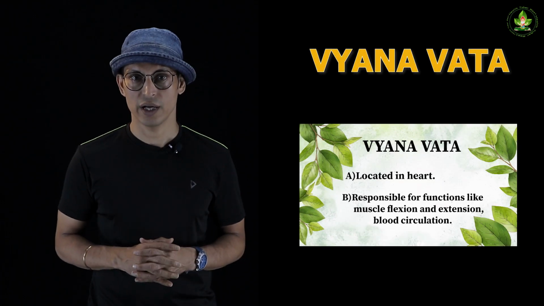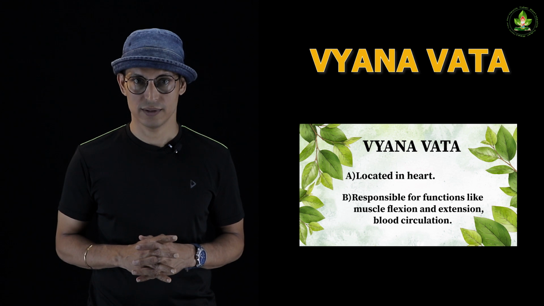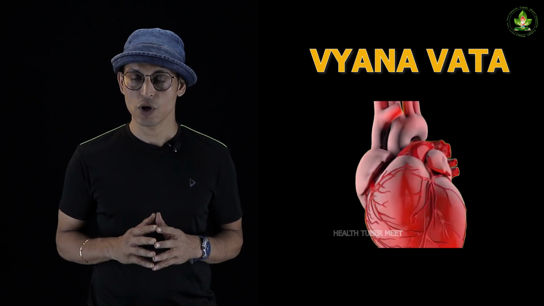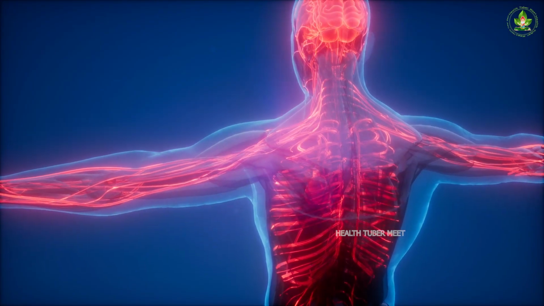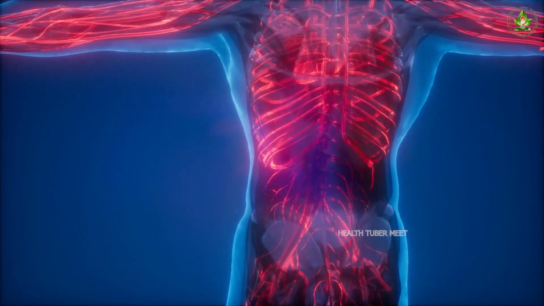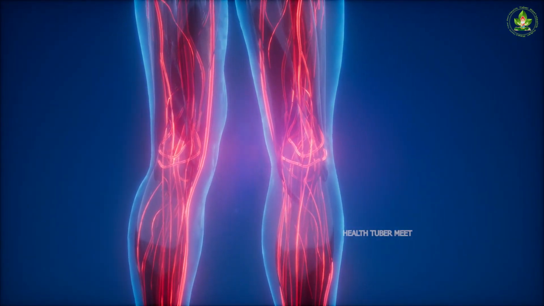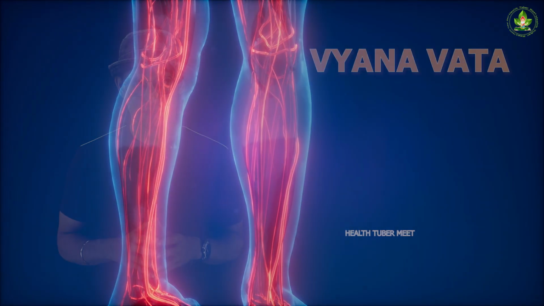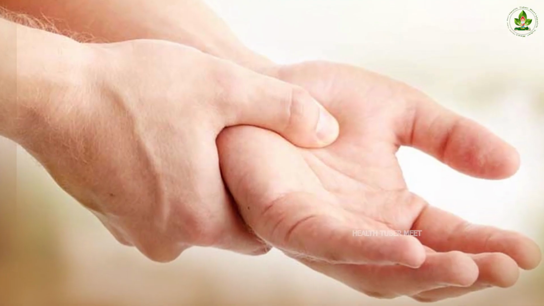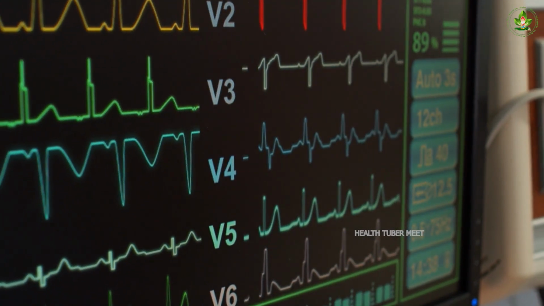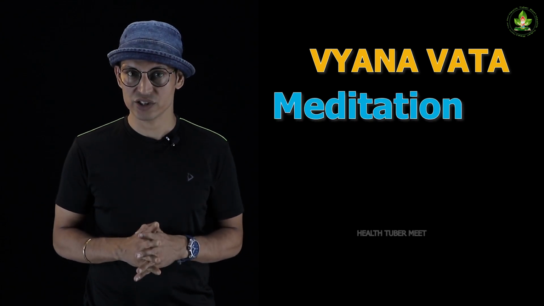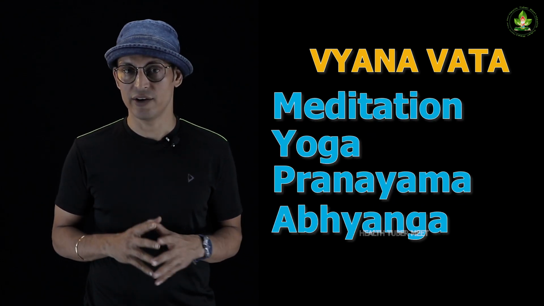The next type of Vata dosha is the Vyana Vayu or the Vyana Vata. It is located in the heart, but it moves all over the body. It moves from the center of the body to the periphery and back. It is responsible for functions such as muscle flexion and extension, opening and closing of eyelids and blood circulation. These are the functions controlled by Vyana Vata. When out of balance, Vyana Vata can lead to blood pressure issues, tremors, muscle cramping and disrupted heart rate. To balance the Vyana Vata, meditation, yoga, pranayama, abhyanga and warm oil massage are very beneficial.